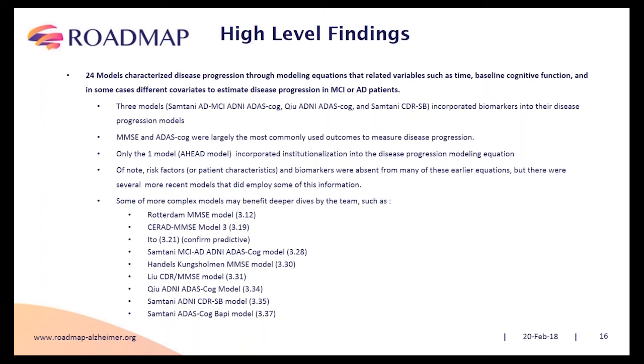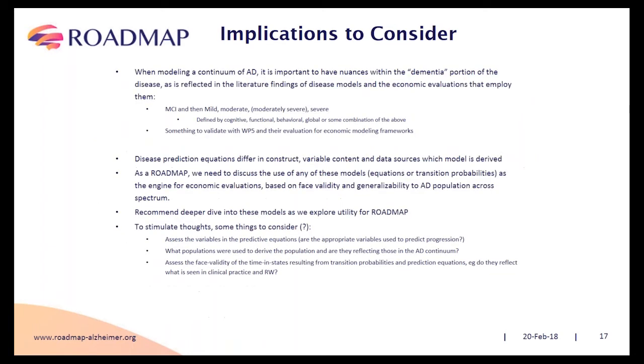So there are some things that we wanted to consider. When we modeled the continuum of AD, it's important to have the nuances within the dementia portion of the disease as it's reflected in the literature findings. It's important to look at not just dementia as a singular disease state, but really to look at mild, moderate, and severe dementia. Something that wasn't necessarily clear to the roadmap group coming into this, but that this systematic literature review really helped show, was the importance of the nuance of the disease staging.